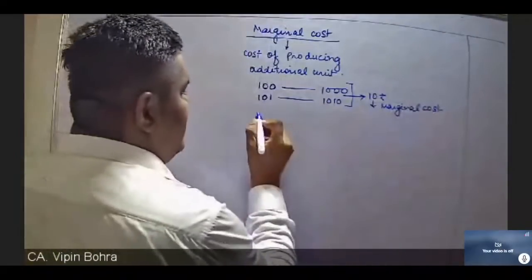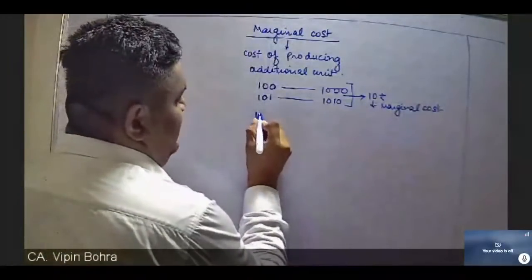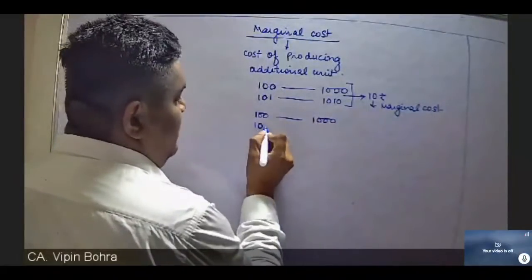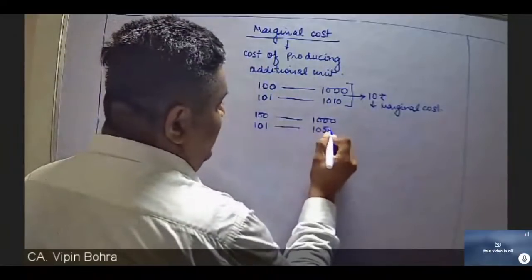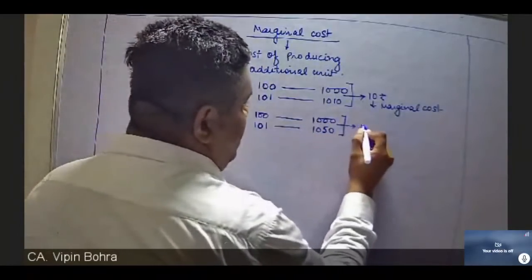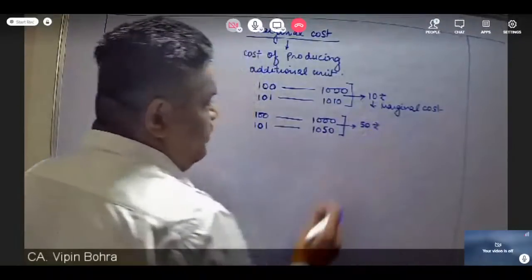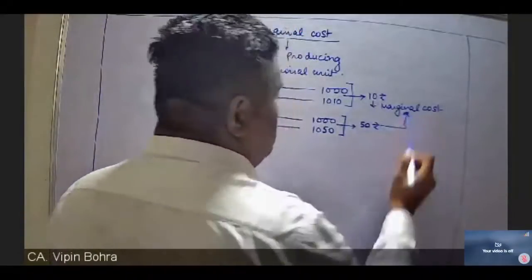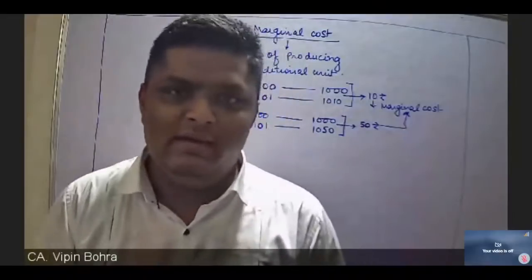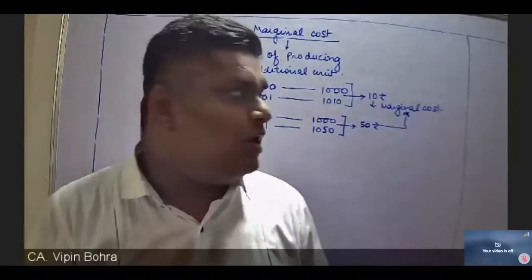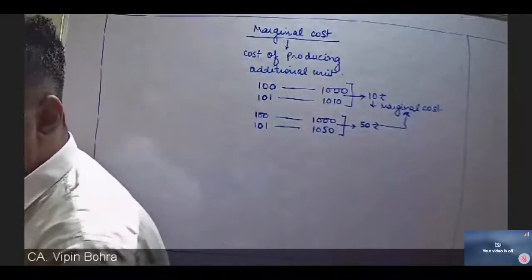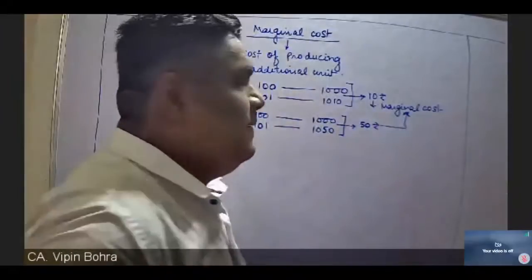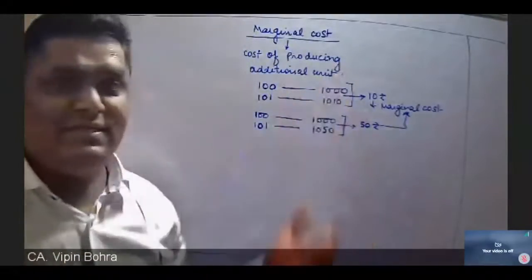Let's take another example. Suppose I am producing 100 units and the cost is 1000. For producing 101 units, the cost is say 1050. So here, the cost of producing one additional unit, that is rupees 50, is the marginal cost. I hope this part is clear. I repeat again, what is marginal cost? The cost of producing one additional unit. I suggest you guys please copy this part.